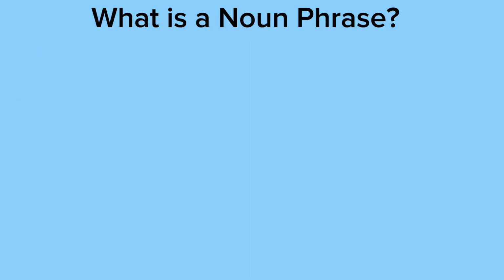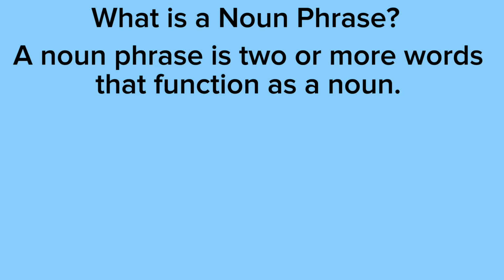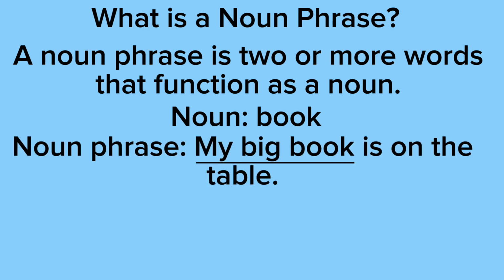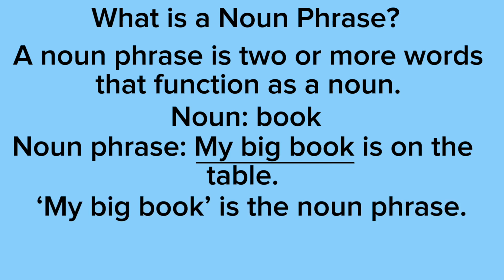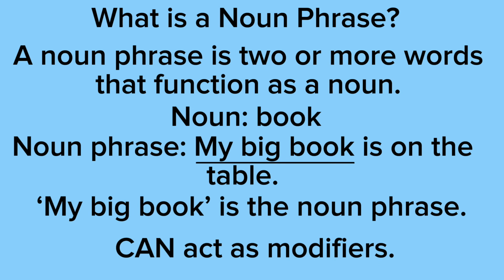So what is a noun phrase? A noun phrase is two or more words that function as a noun. So the word book is a noun, but a noun phrase would be, my big book is on the table. In this sentence, my big book is the noun phrase. And this could be used as a modifier because if you're saying my big book, you're giving more information on the book. So you're modifying the noun.